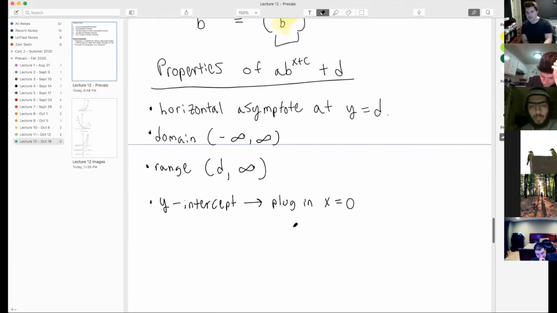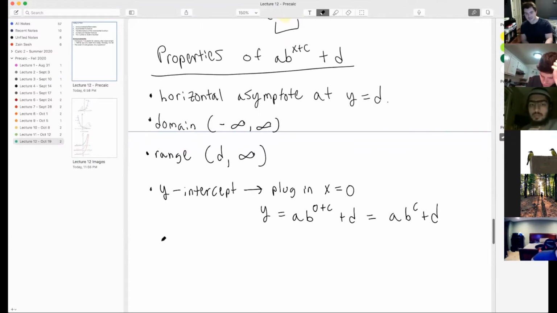Okay, so what do you get there? You get y is equal to a times b to the 0 plus c plus d, and that's just a, b to the c plus d. So you get a y-intercept at the coordinate pair 0, comma, a, b to the c plus d. I know this looks very abstract because I'm just dealing with these letters, but it will come to life when we do a concrete example.